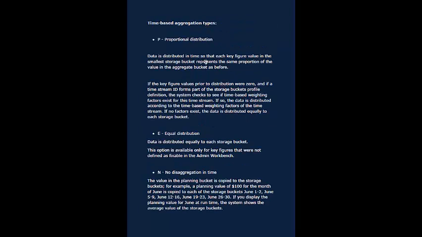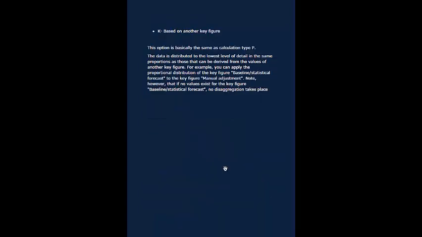Time-based aggregation types. Here we have P, proportional distribution. In this, data is distributed in time so that each key figure value in the smallest storage bucket represents the same proportion of value in the aggregate bucket as before. And we have equal distribution, no distribution in time, and the K based on another key figure. This option is basically the same as calculation type P. So data is distributed to the lowest level of detail in the same proportion as that which can be derived from the values of another key figure.